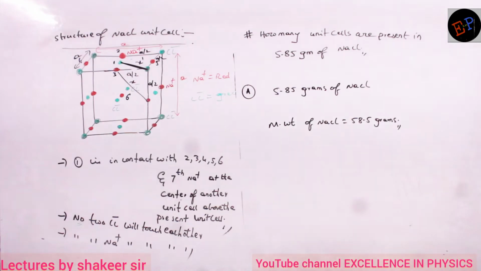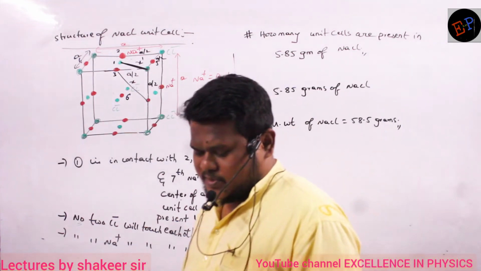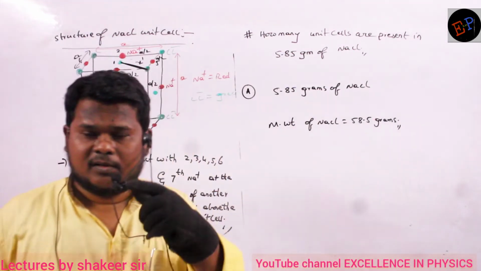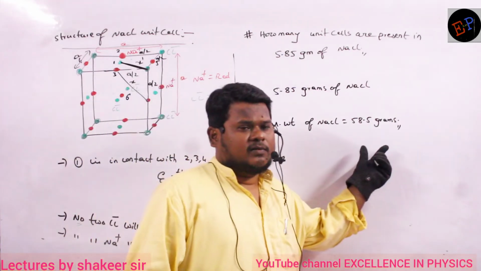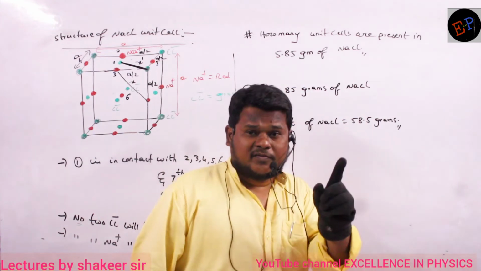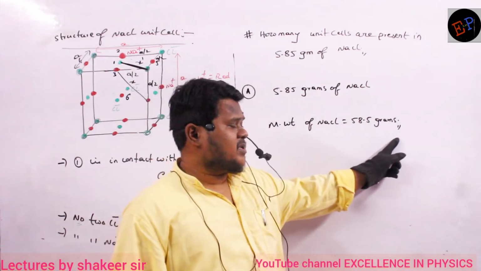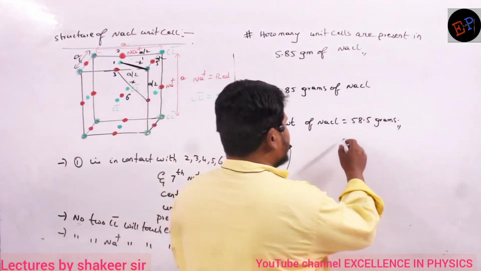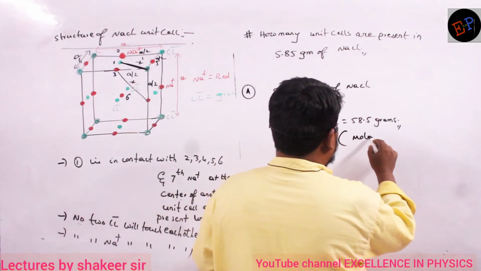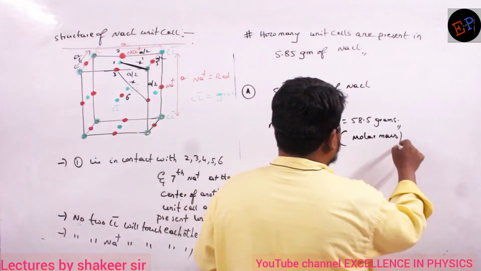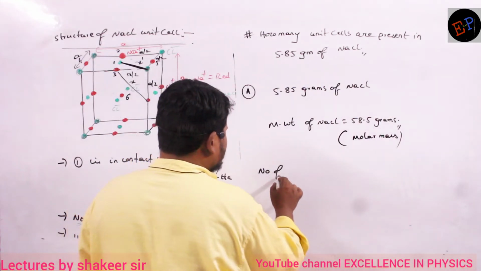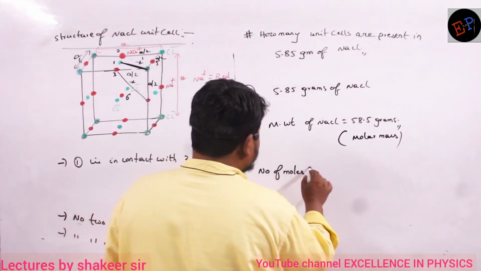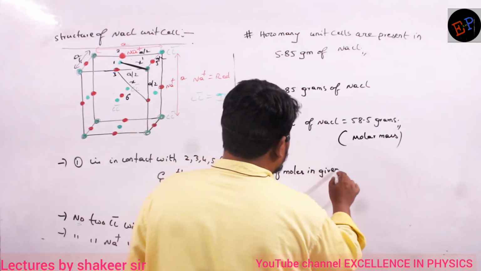Or you can call it AMU also. If you say AMU, it is related to one formula unit. And if you say grams, it is related to 1 mole. So 1 mole of NaCl will have this much mass of NaCl. So this is also called molar mass. So how can I calculate the number of moles in a given crystal, in a given sample?